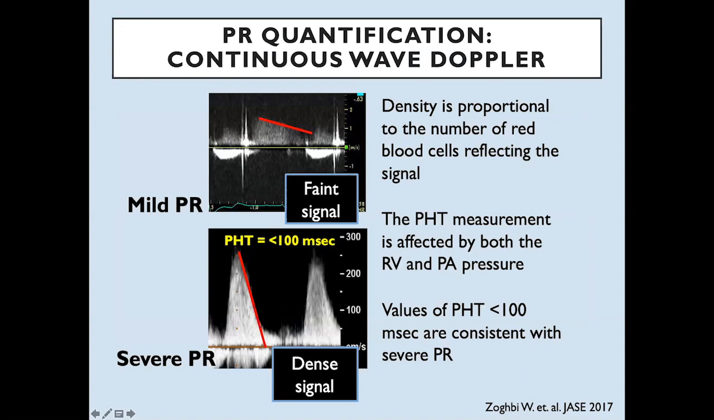You can also measure the pressure half time, and you can see that a pressure half time of less than 100 milliseconds is consistent with severe pulmonary regurgitation. This is based on several studies. And the pressure half time, of course, is affected by both the right ventricular and PA pressure, so you have to take those things into account. But as you can see here, the pressure half time between these two is very different. A pressure half time of less than 100, remember that, is consistent with severe pulmonary regurgitation.